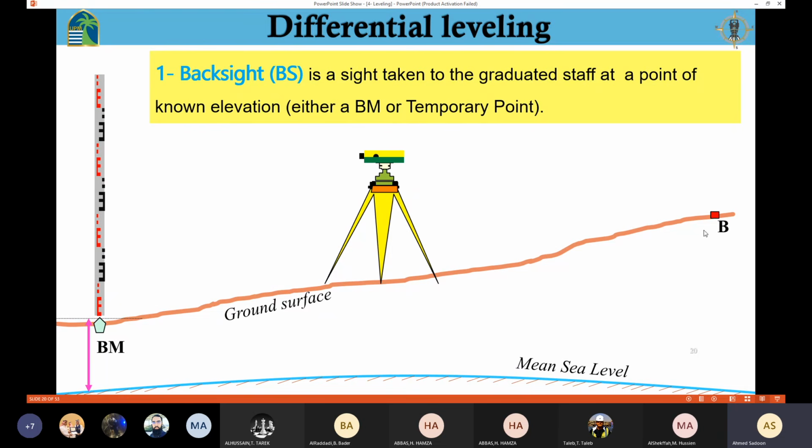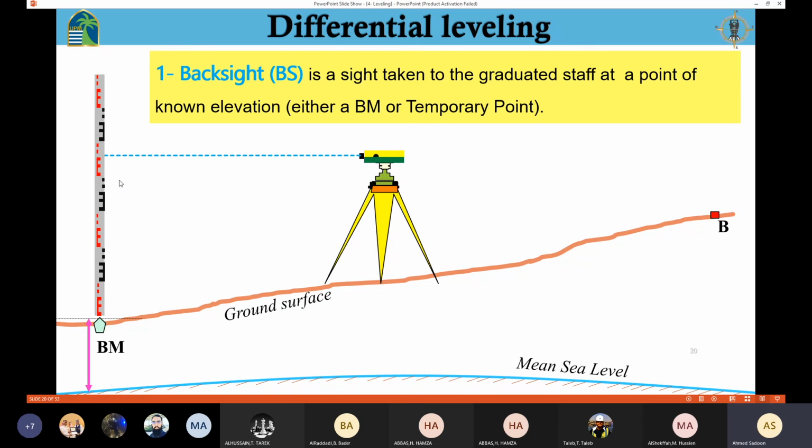When we are going to determine the elevation of the point B, we said that I need to know the benchmark, right? The benchmark is a point with a known elevation. When I say this point is a benchmark, it means that I know the elevation of that point. So now I need to place the instrument between the benchmark and the point B, the point that I need to know its elevation. Now I'm going to install the device here. Then I'm going to place the staff at the benchmark, and then I'm going to get the reading.